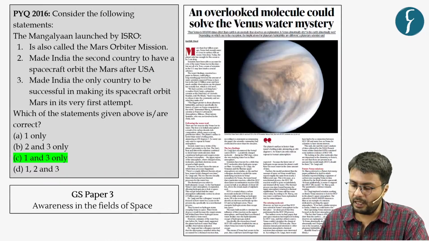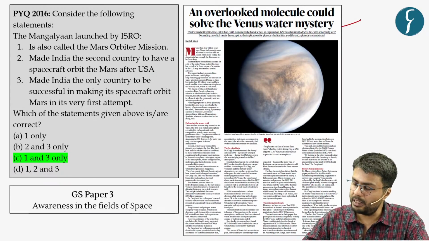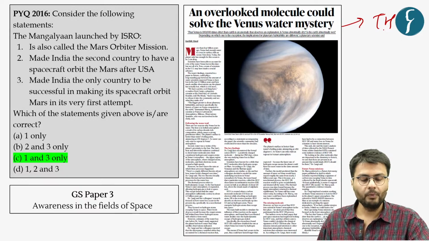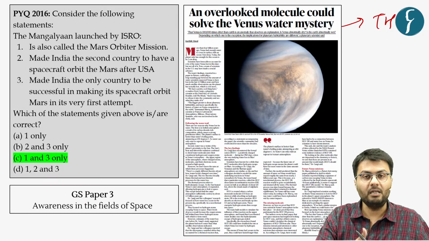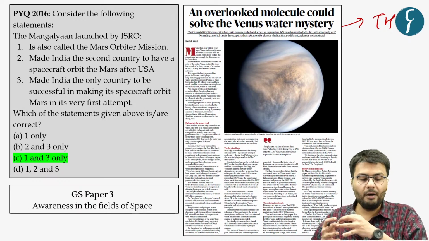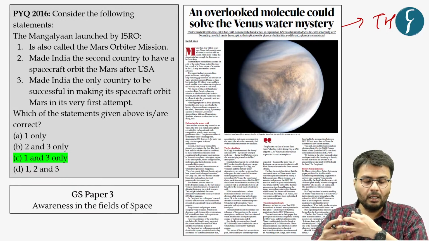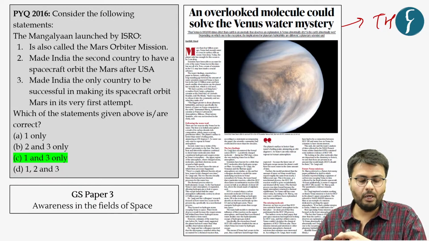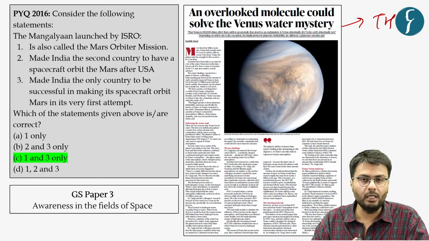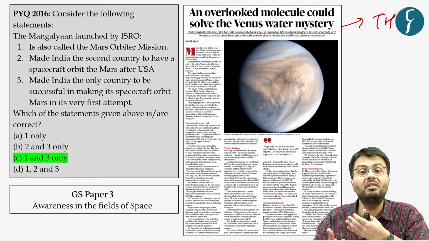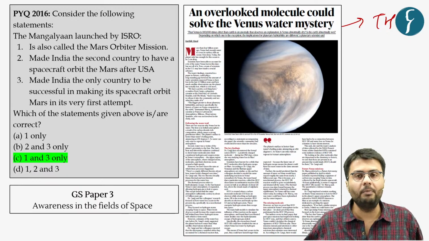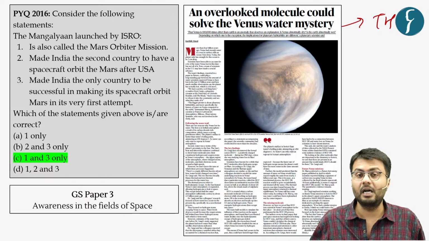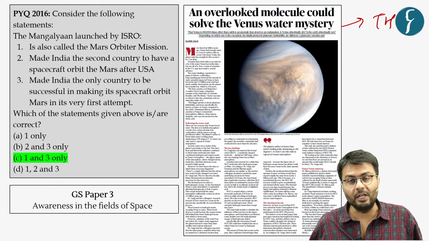Now, let us consider another article which appeared in The Hindu newspaper. This article highlights that scientists are in a mystery because previously Venus had a high amount of water. However, currently there is no water, or rather Venus is much drier as compared to Earth. Now, they are subjected to various experiments, which is not a subject of this article. However, what are the important characteristics of Venus?